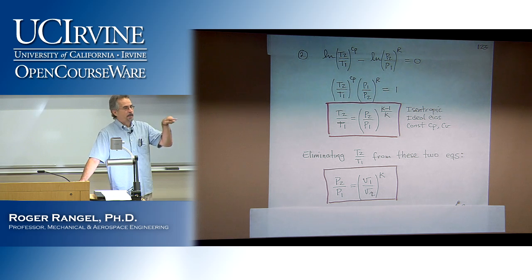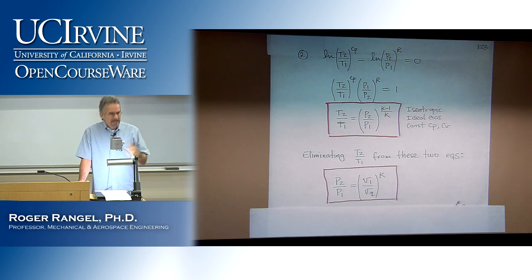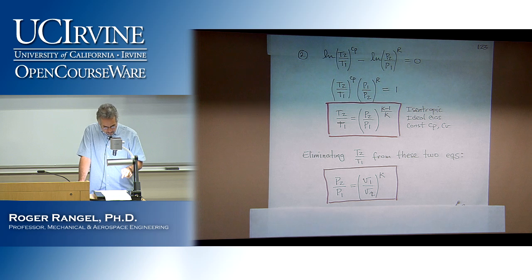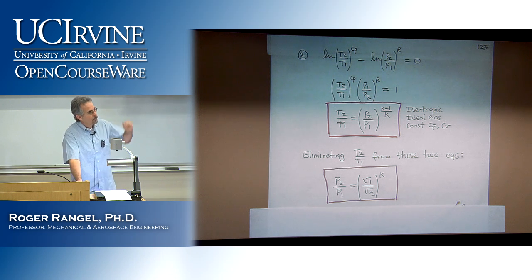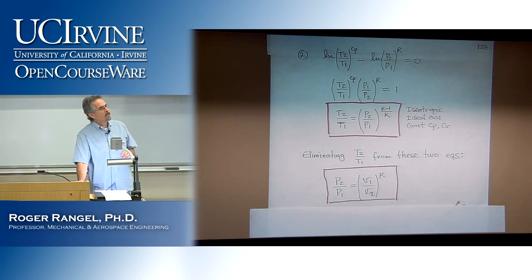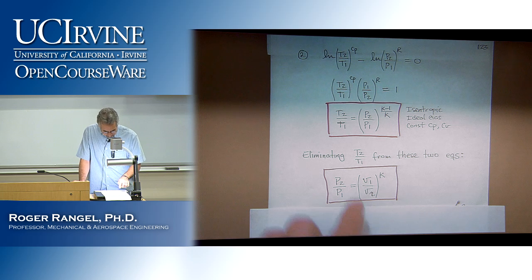They all involve the properties P, T, and V, which we have already seen appear many times in the ideal gas law. The last one is perhaps the most common one. It says P2 over P1 is V1 over V2 raised to K. Remember, K was the specific heat ratio. Why is this one the most common one? Does this one ring a bell?